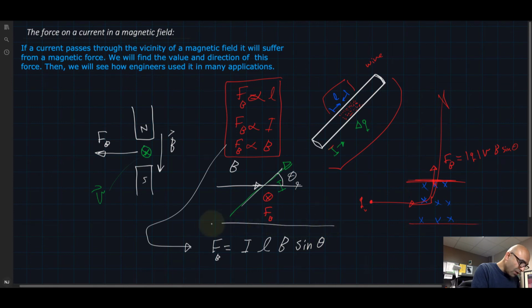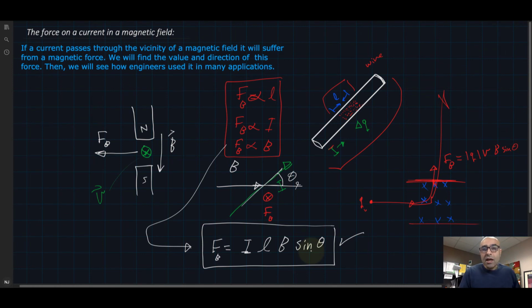So this is the equation that we need to know very well. Maybe memorizing it or understanding it will also help a lot. So that's the force acting on a wire carrying current. I is the current inside the wire in amps or ampere. L is the length of the wire that is exposed to the magnetic field. B is the magnetic field, and theta is the angle between the direction of the current and the direction of the magnetic field.